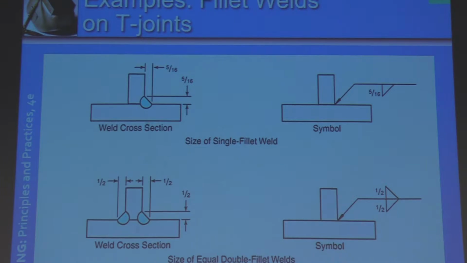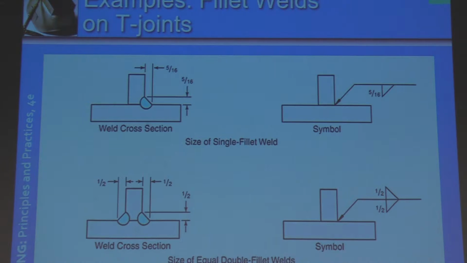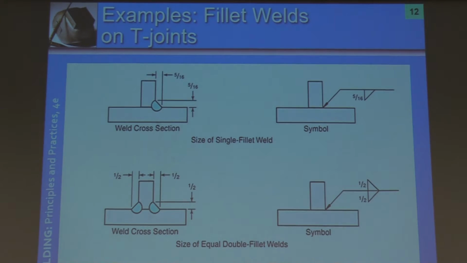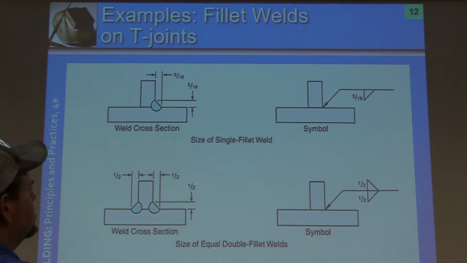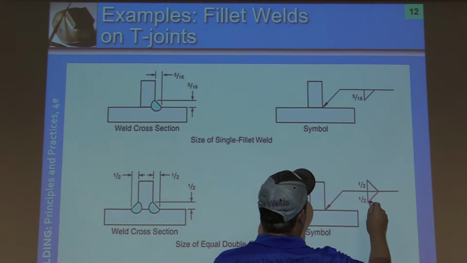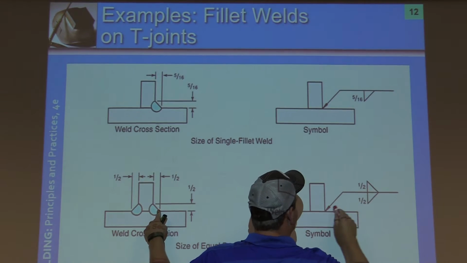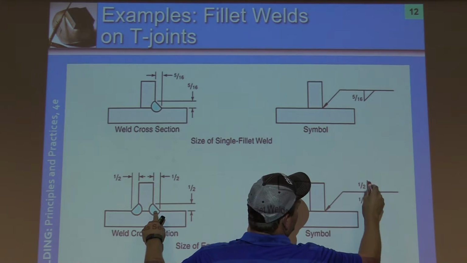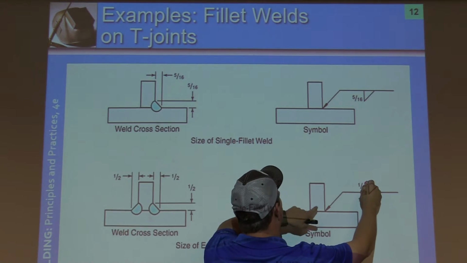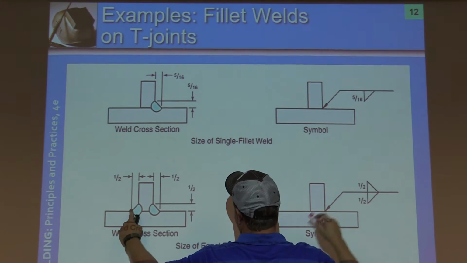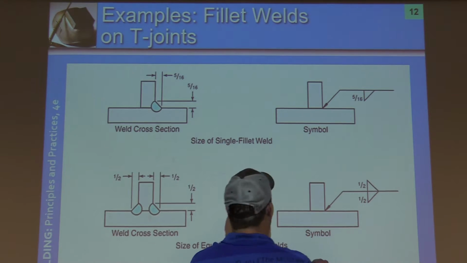All right, so here's another good example on the bottom. Size of an equal double fillet welds. Okay. So, 1/2 inch weld on the arrow side that it's pointing to. 1/2 inch fillet weld on the other side of the weld joint, right there. That's all it means. Okay.